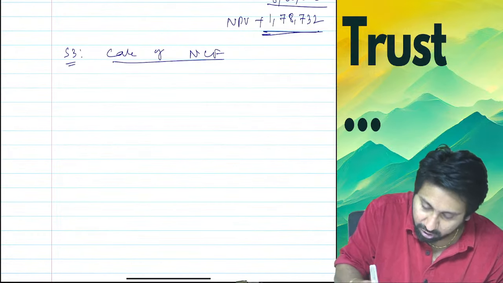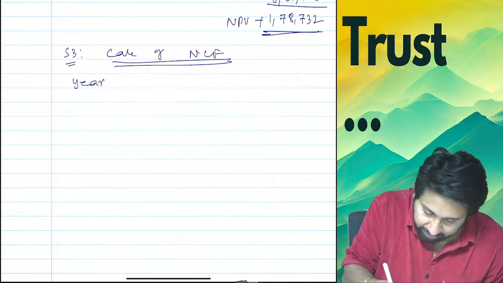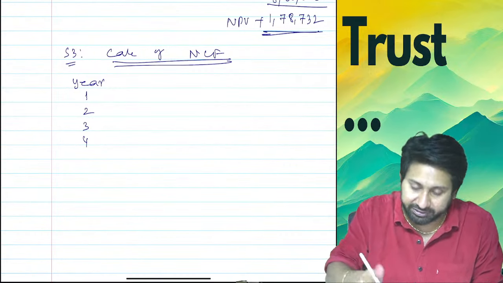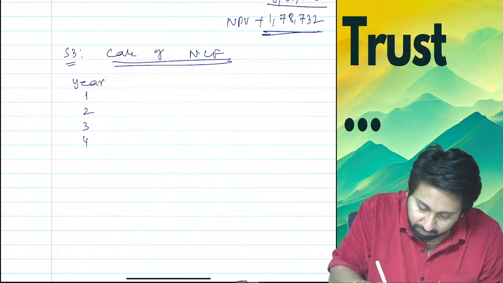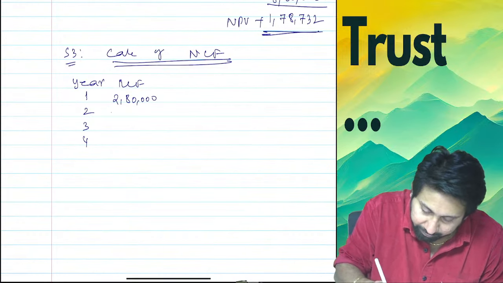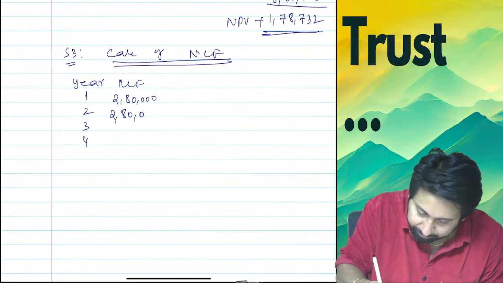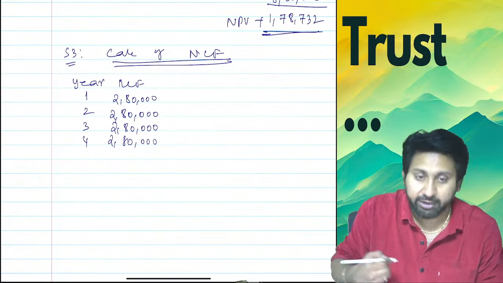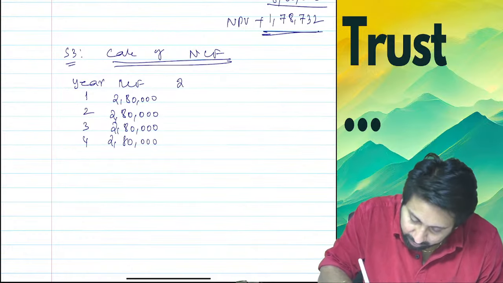Calculation of nominal cash flow. Here, 1, 2, 3, 4. Separately, I am writing for understanding's sake. Okay? What is the real cash flow? 2,80,000, 2,80,000, 2,80,000.